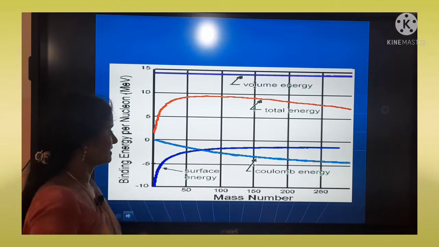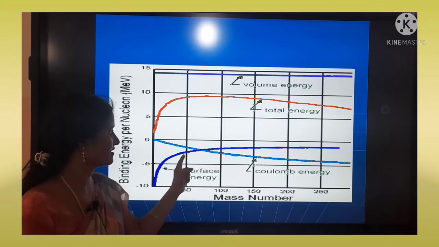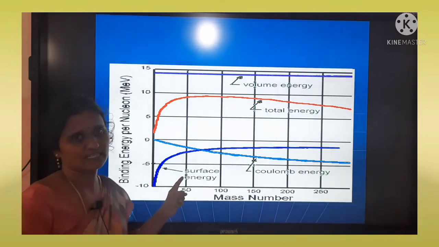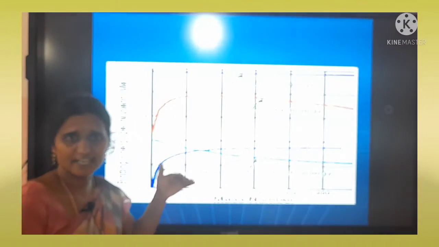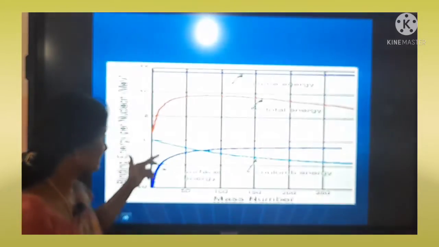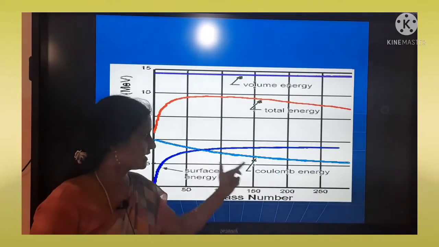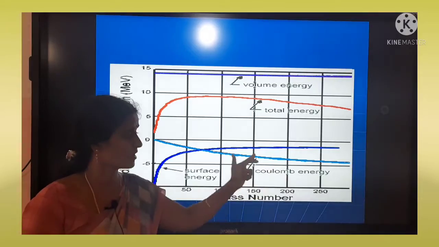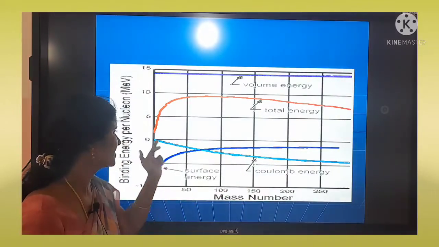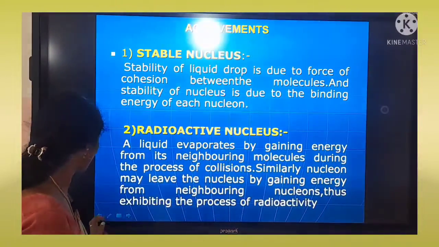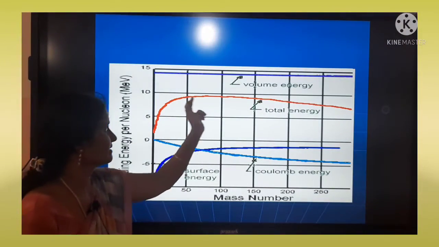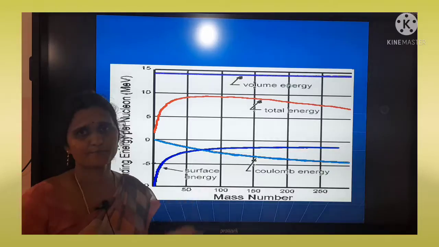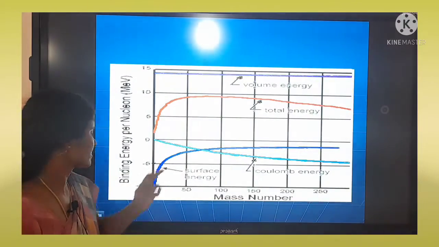Then the surface energy is represented by the blue line. The surface energy reduces the binding energy, which is why it is represented in the negative region. And this sky blue line is the Coulomb interaction energy. This will also reduce the binding energy, which is why it is represented in the negative region. The total binding energy is represented by the red line, and it appears in the positive region. So this is the model graph.